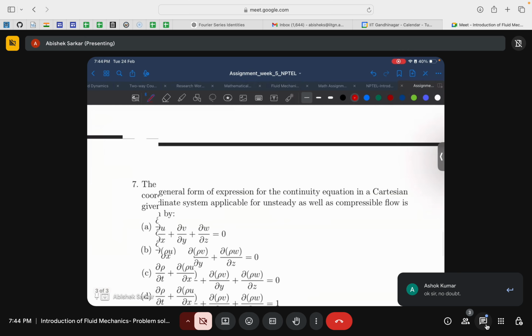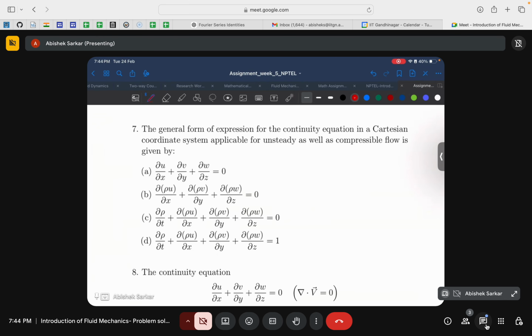So the next question is, as I told, the general form of the expression for the continuity equation. I think we already derived it. In a Cartesian coordinate system applicable for unsteady as well as for compressible flow, what would be the correct expression? Just try to remember the general form of the mass conservation equation. They are just asking the general form, not imposing compressibility and unsteadiness. What's the general form?